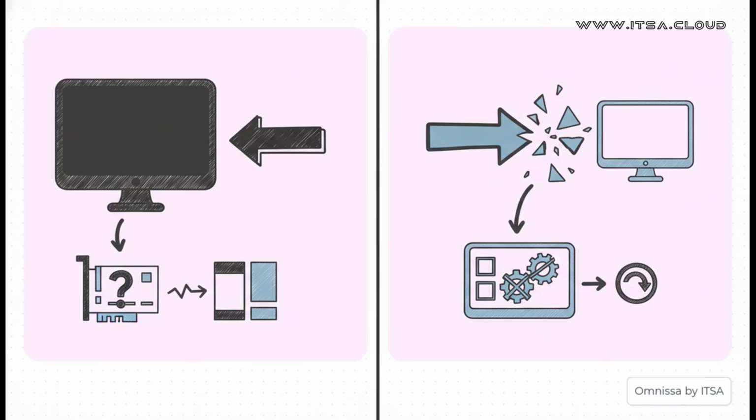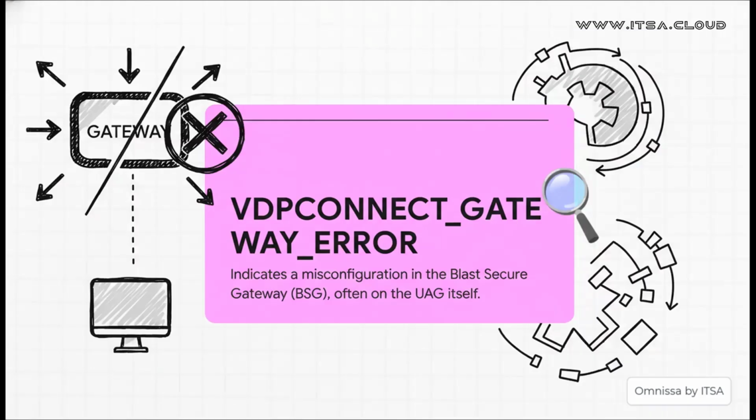If a user gets a black screen, your first suspect should always be a video driver issue or maybe a resolution mismatch. That makes sense, right? The driver is what renders the desktop image. But if the session fails to launch entirely, it's way more likely that the virtual machine is just stuck and needs a simple reset. Now here's another piece of evidence you might run into, the gateway error.